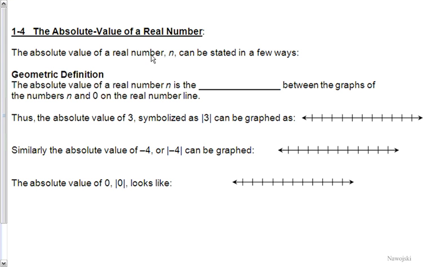So first thing you have to know is what the heck's an absolute value? It's those little straight lines down like that, usually a number in there, okay? And the absolute value of a number, n, is actually the distance between the graph and the number n and 0. In other words, how far is it away from the number 0?